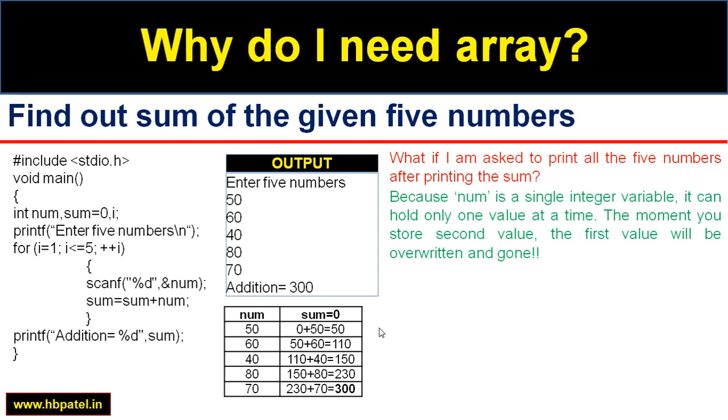This is the explanation that I have just given: because num is a single variable, you cannot hold multiple values, and the moment you put a second value, the first value will be gone.